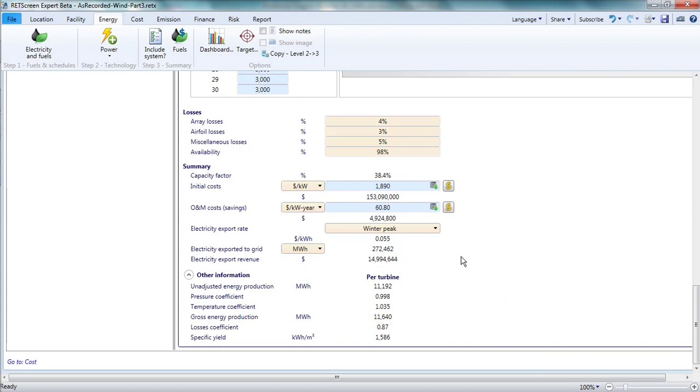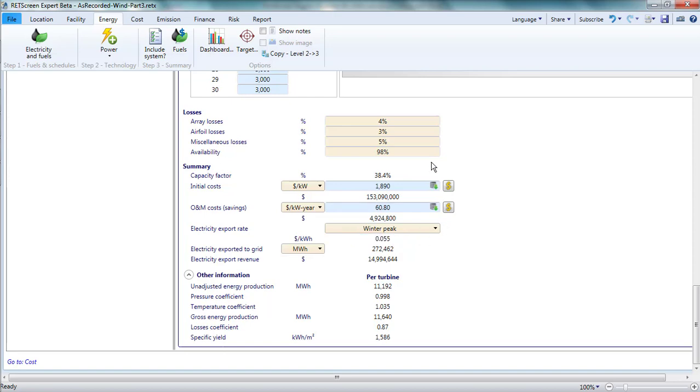But despite this decrease, if I select the winter peak electricity rate, revenues are nearly $15 million annually. In contrast, with the summer peak rate, revenues are barely $12 million for the same annual generation. This makes a big difference. RETScreen shows that with the summer rate, the project earns only 4.5 cents per kilowatt hour on average, but with the winter rate, it earns 5.5 cents per kilowatt hour on average.